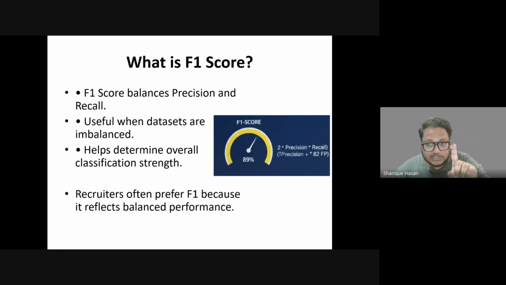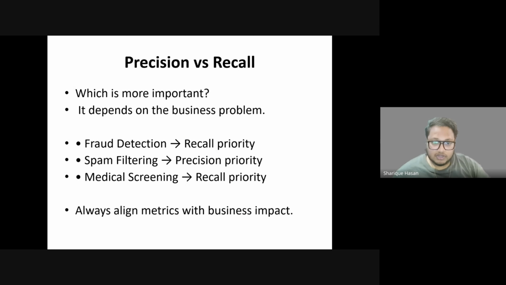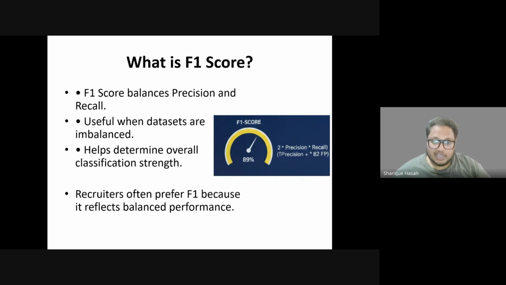That's why, as you can see in the accuracy point, it is written that accuracy alone can be misleading with an imbalanced data set. With an imbalanced data set, you can't trust only accuracy. Accuracy can be false also. But the F1 score helps when data sets are imbalanced. So the part that accuracy can't do, the F1 score will do for us.